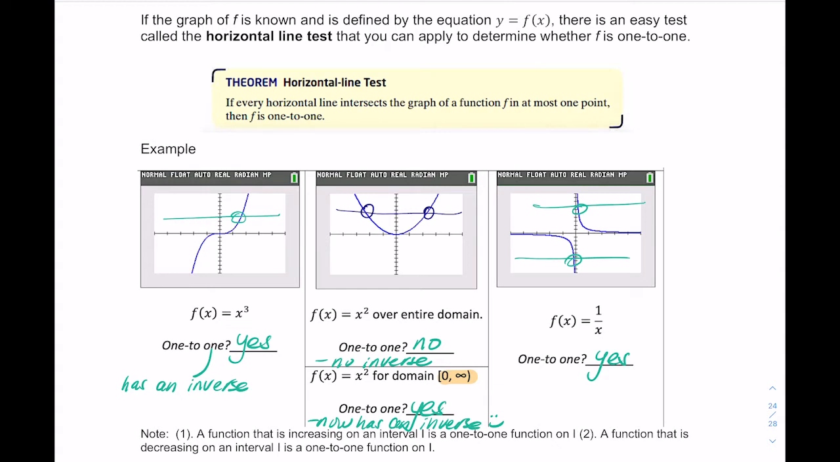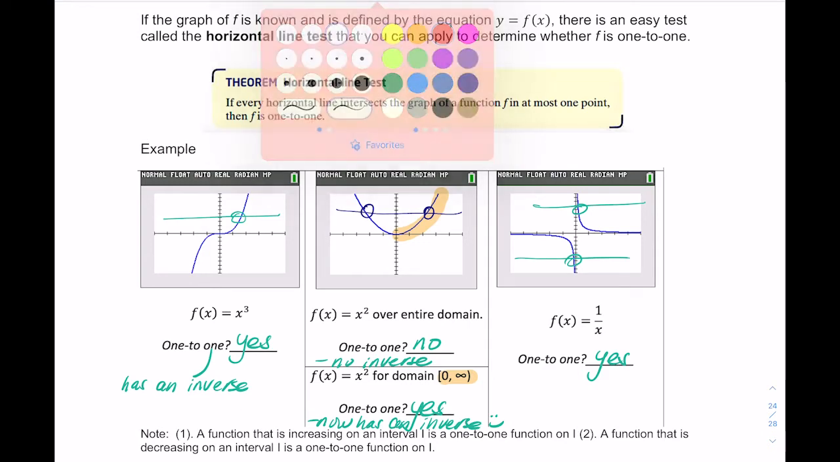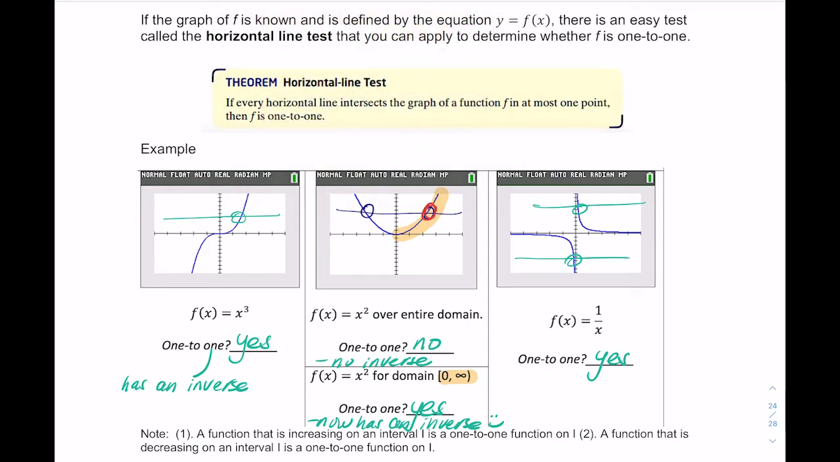But what we do in that case is we restrict the domain. So if I was to just look from 0 to infinity, so that portion of the graph, now if I draw a horizontal line through it, it's only going to go through in that one spot right here. So that function, when it's restricted, is one-to-one, and it does have an inverse.